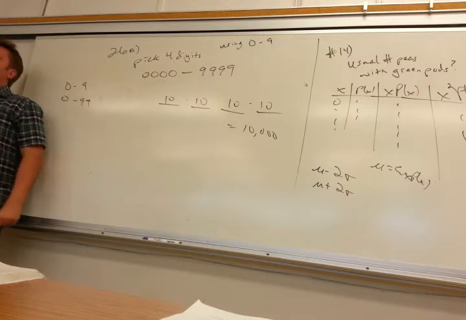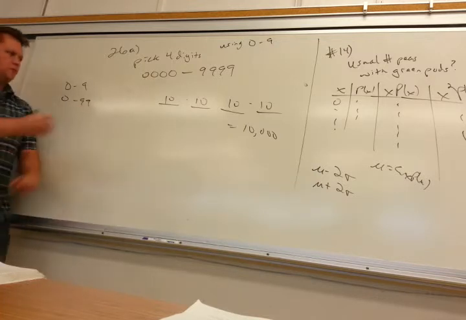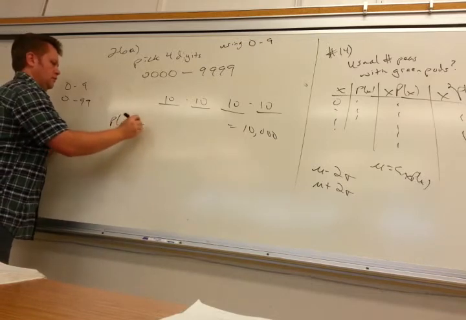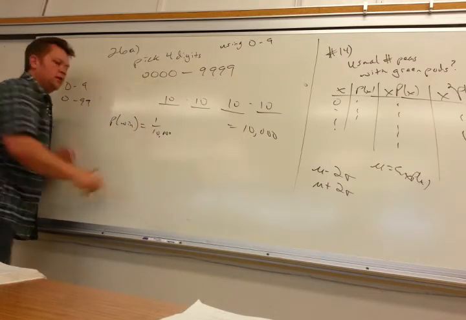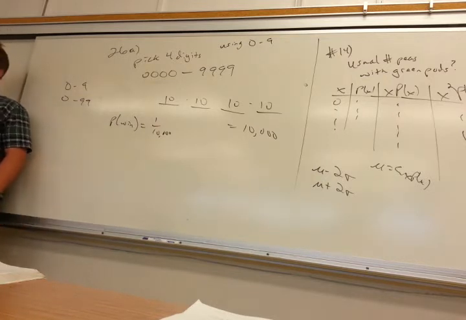So what's the probability you win if you play one number? What's the probability you win? Out of this, 1 in 10,000, because there's one winning number out of 10,000 possible numbers. So it's a 1 out of 10,000 chance, which is a hell of a lot better than most lotteries, right?